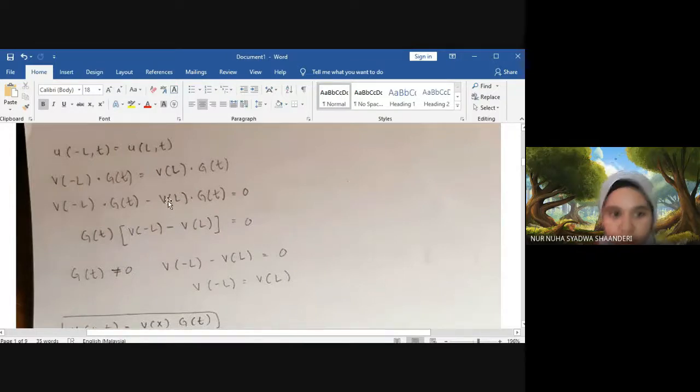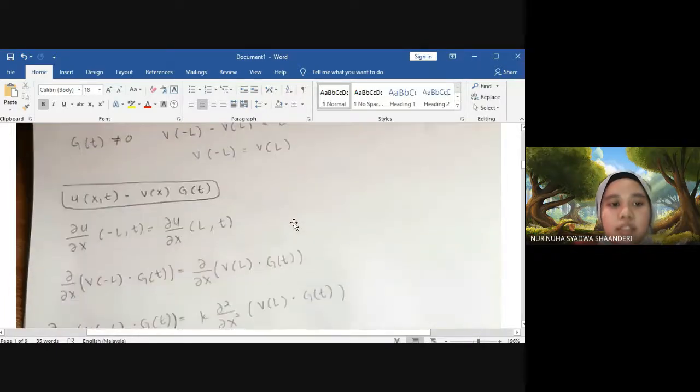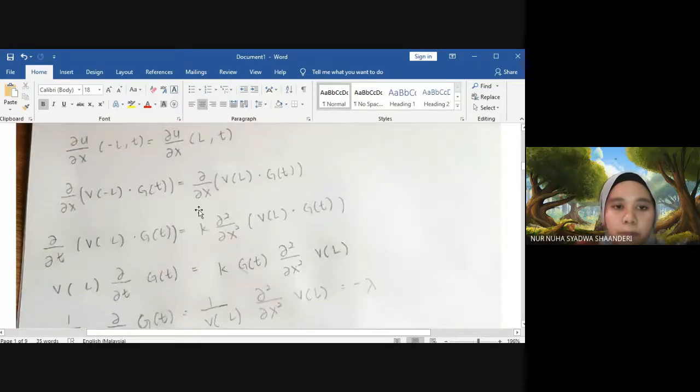And then we factorize g(t), and we know from this that g(t) cannot be equal to 0, and we have this equation equals to 0, and we get V(-L) equals to V(L). And the second one is del u over del x (-L,t) equals to del u over del x (L,t). So we substitute x with negative L on the left and x with L on the right.